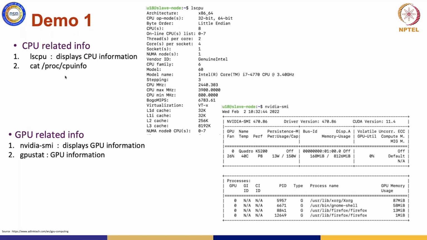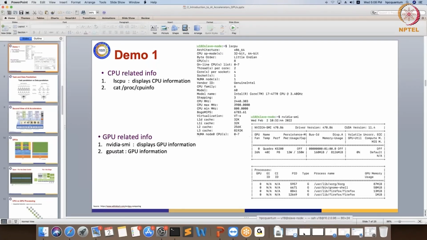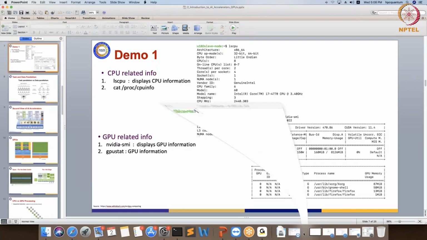The snapshots are attached. Similarly, the nvidia-smi command displays the GPU information, and you have gpustat, which gives a bit better information also. So let us try to do this hands-on and see it at three different places. I'll just go to those places and see.